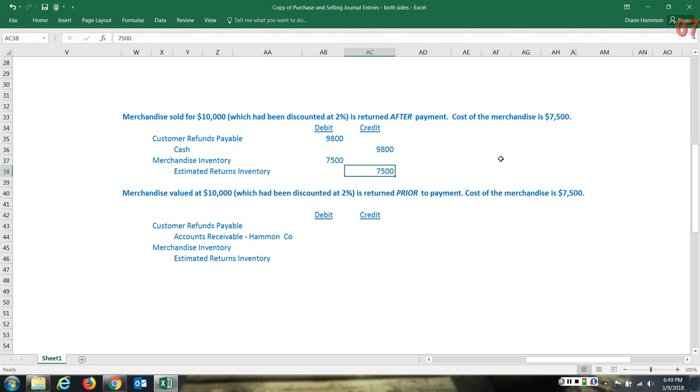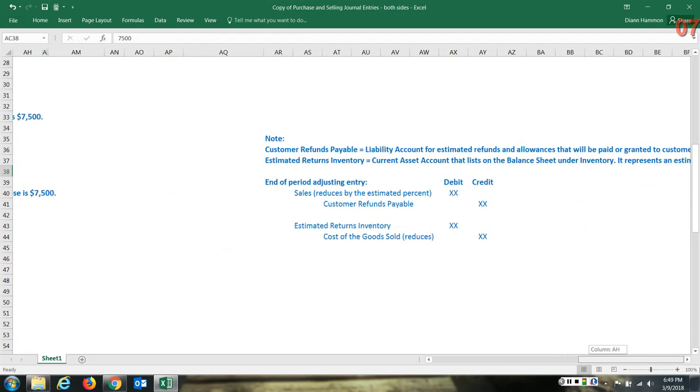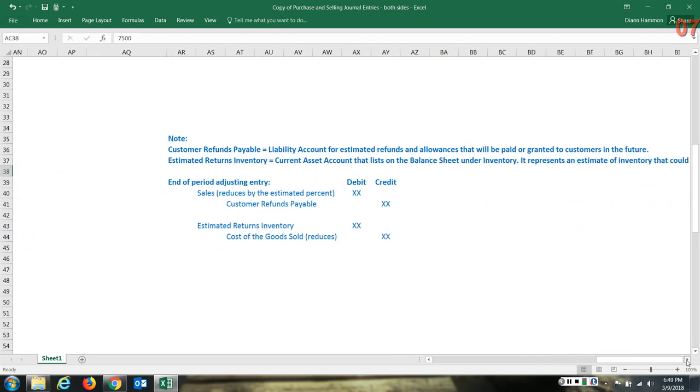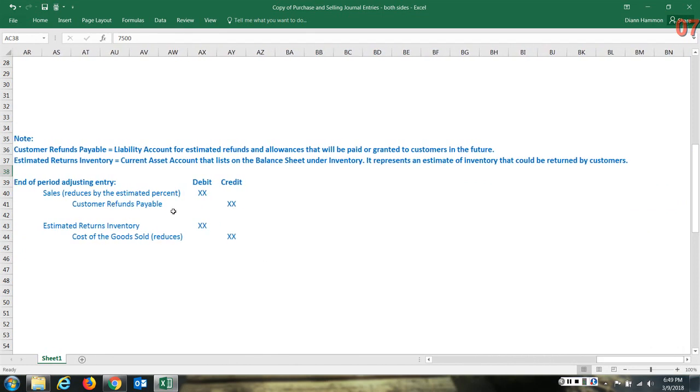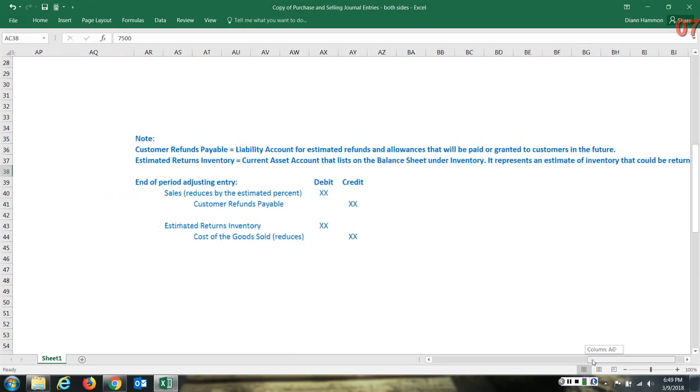Remember, we would have already created those accounts with adjusting entries. Now we are doing the opposite. We actually have some goods that have been returned, and so we're going to now make the proper entries into the account. This is not your adjusting entry. The adjusting entry would be for some percent at the end of the period, based on prior history, so some estimates that would be put into these accounts. Notice the credit to the customer refunds payable, the debit to the estimated returns inventory, etc.